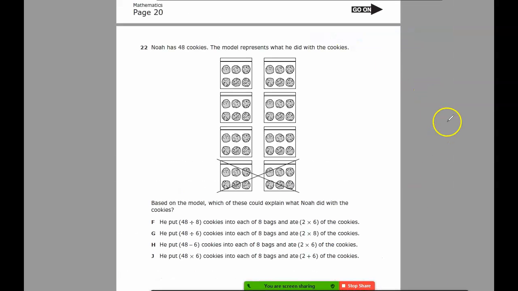All right. Noah has 48 cookies. The model represents what he did with the cookies. So here's my 48 cookies. Based on the model, which of these could explain what Noah did with the cookies? So just by looking at this picture, describe this picture. Where are the cookies? So we know we have 48 cookies.